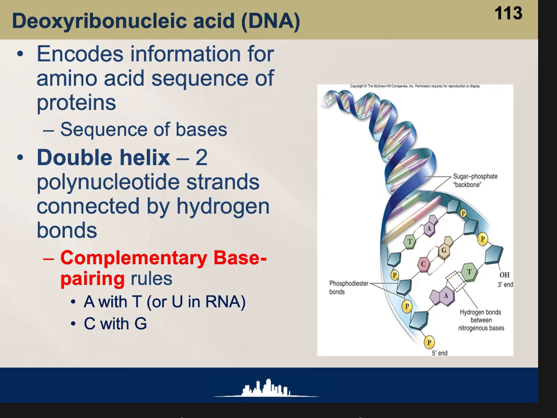And DNA is found as a double helix. You can see it in this picture here, and it has 2 polynucleotides, so many nucleotides lined up together, connected by hydrogen bonds. And we can see that we have complementary base pairing rules. A will be bound with T and C will be bound to G. And in the case of RNA, it's not a double helix, and the complementary base pairing rules are A with U and C to G.